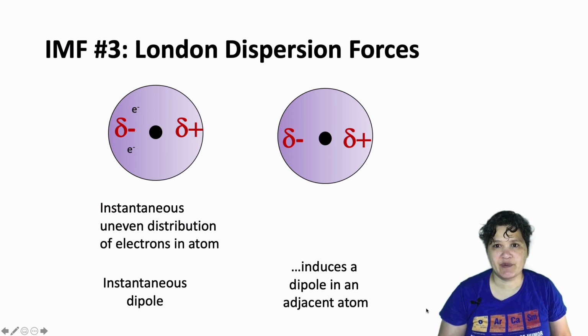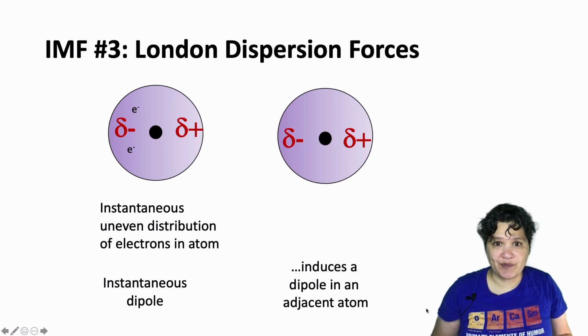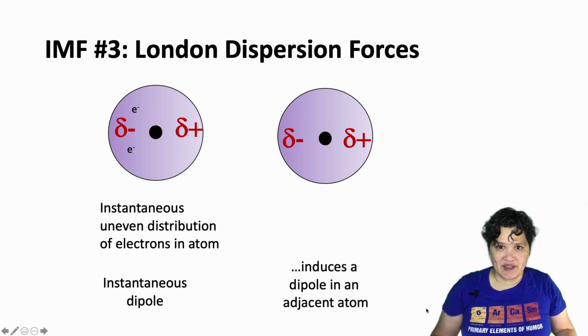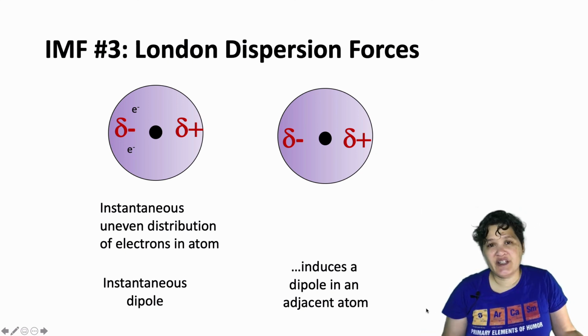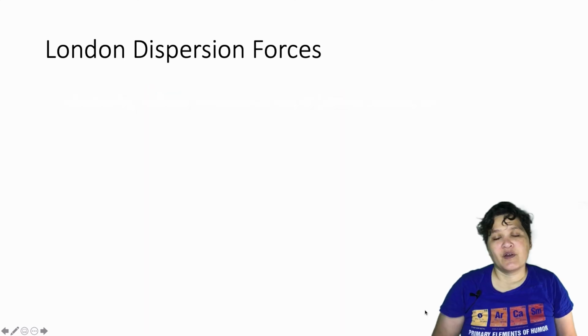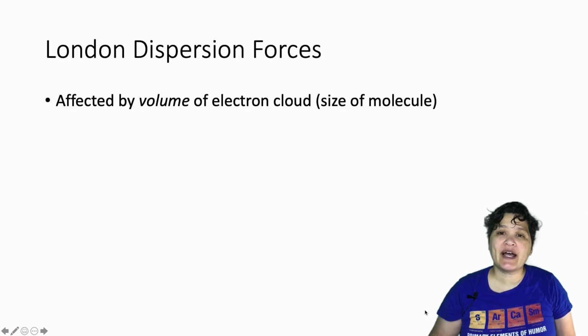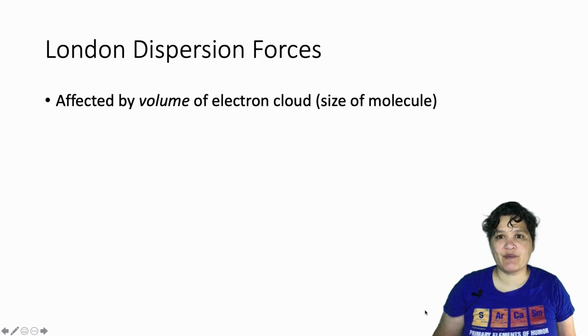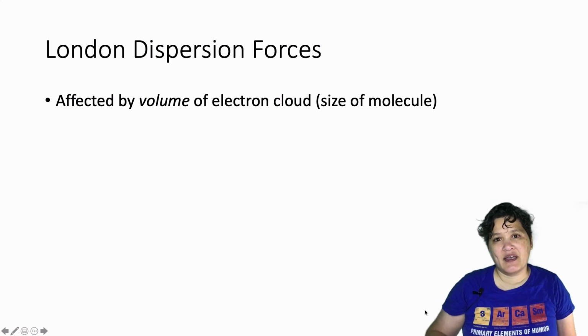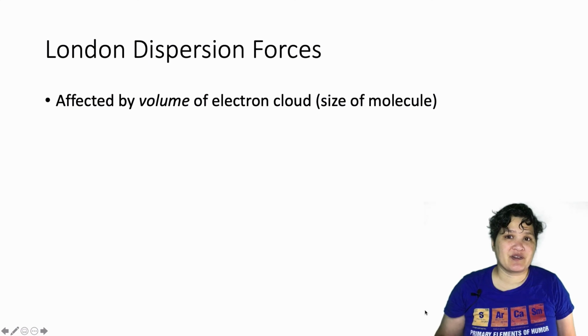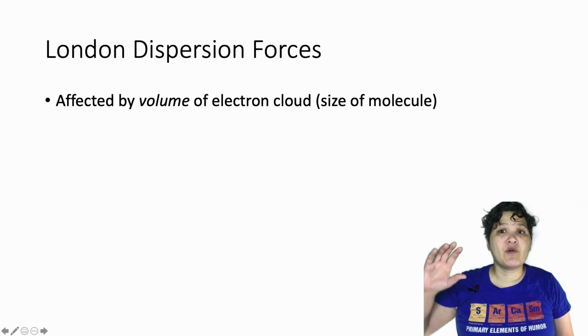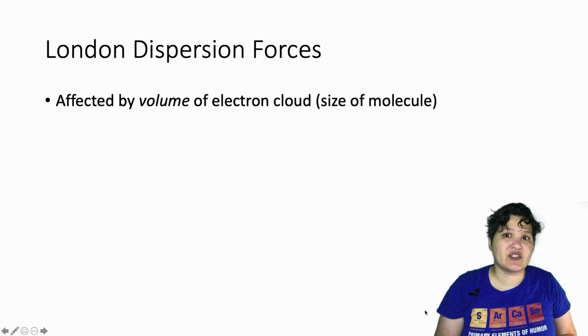That's where the force comes from. It comes from random distributions of electrons that affect the distribution of electrons in adjacent molecules. So London dispersion forces are affected by a couple of things. First of all, how big is the electron cloud that surrounds the molecule? That depends on how big your molecule is. The bigger the molecule is, the more likely you are to have uneven distributions of electrons, and the more likely you are to get a London dispersion force forming.